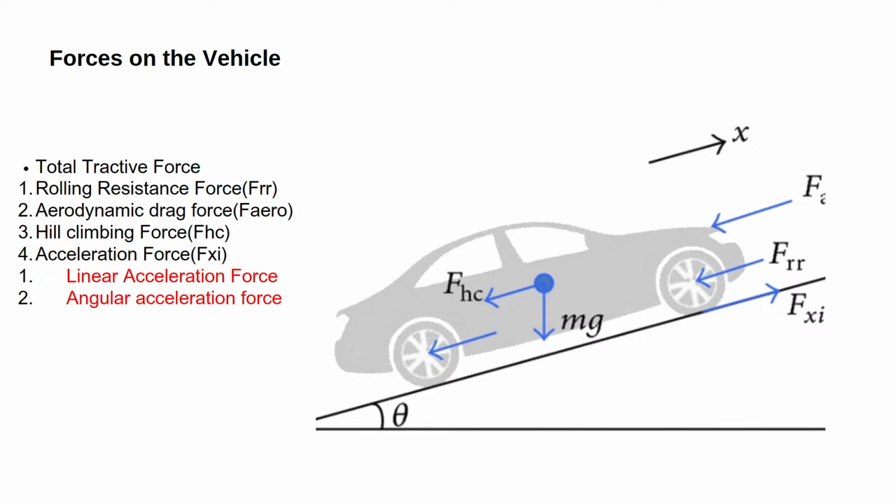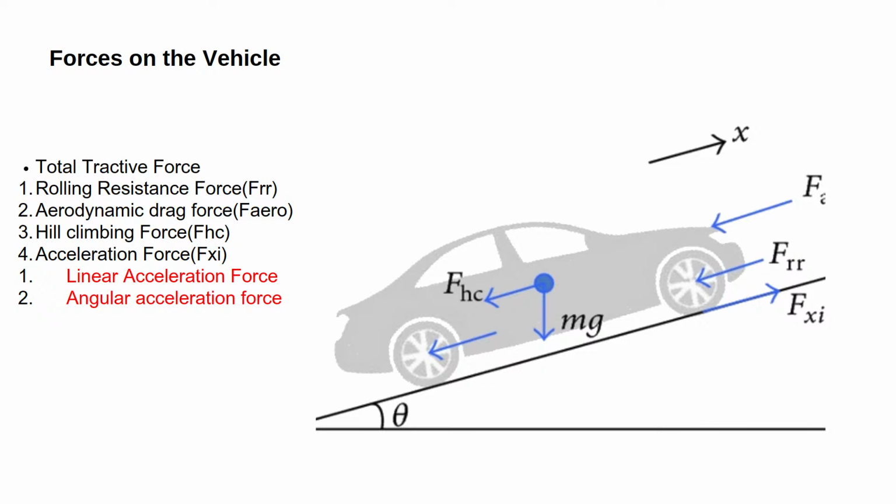This rolling resistance is mainly caused by the deformation of the tires and the interaction between the tires and the road surface. Here, this rolling resistance force increases with the vehicle speed and also the tire pressure, and decreases with the tire size and tread pattern.